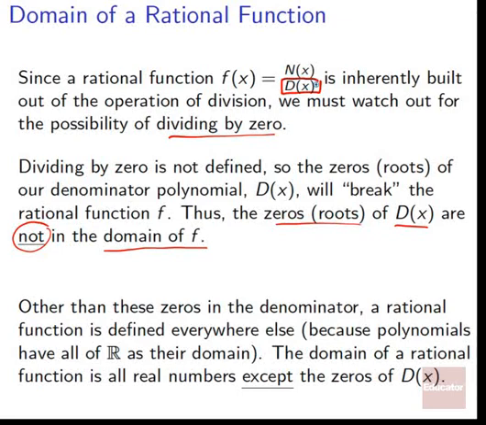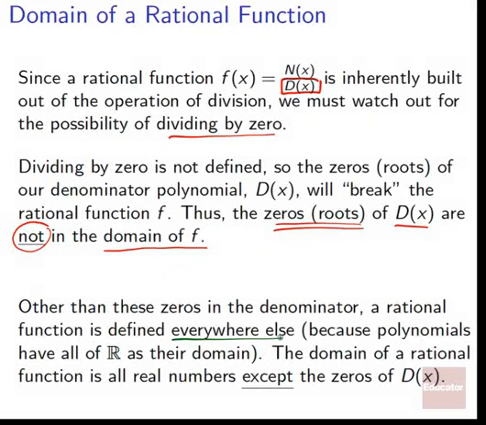We're not going to have those in our domain when d of x equals 0, when we're looking at the zeros, the roots of our denominator polynomial. Now, other than these zeros in the denominator, a rational function is defined everywhere else, right? Because polynomials have all of the real numbers as their domain. Since you can plug any real number into a polynomial and get something out of it, the only place we'll have any issues is where we're accidentally dividing by 0.